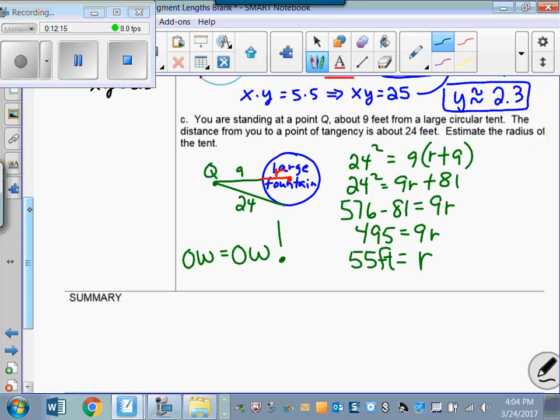Okay, and finally, standing in front of this large fountain, you're 9 feet from it, and your distance from you to a point of tangency is 24. So this is another outside whole equals outside whole situation. And I just set up that equation, worked it, got 55 feet for the radius. Please let me know if you have any troubles or if you think there's an error here somewhere.